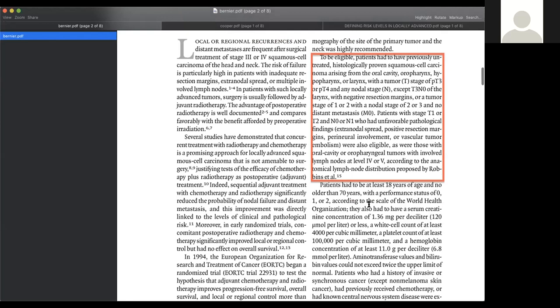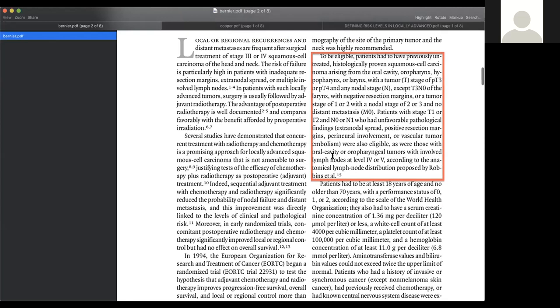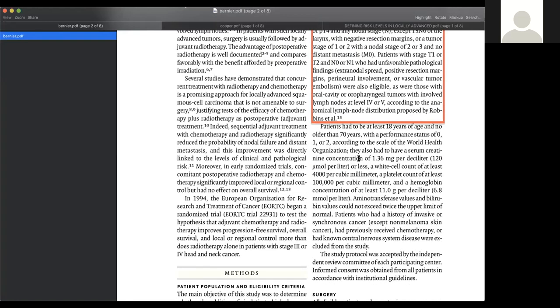The exclusion criteria, as I mentioned, were those who cannot tolerate any of this, that is, who've got a poor performance status, patients who've got a poor creatinine clearance, patients who've got a poor white blood count, patients who've got a poor platelet count, and patients who've got bad liver function. So these are patients who obviously cannot tolerate chemotherapy, and hence these patients were excluded from the study.